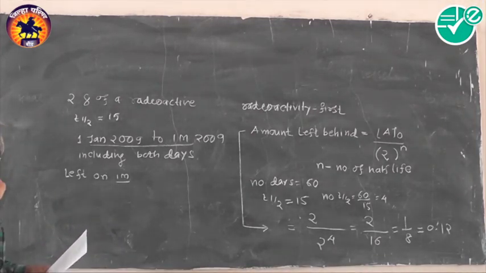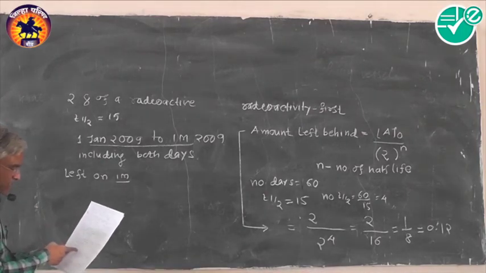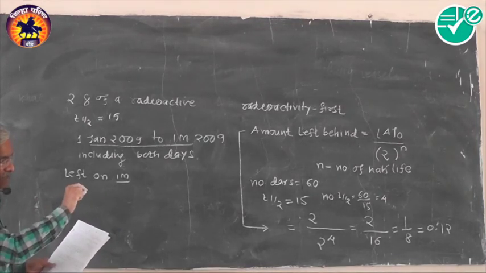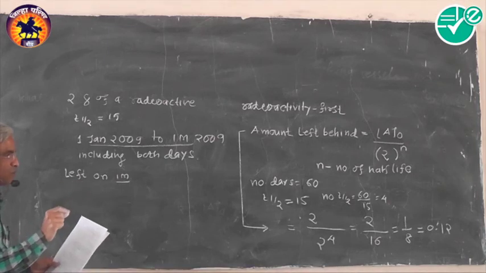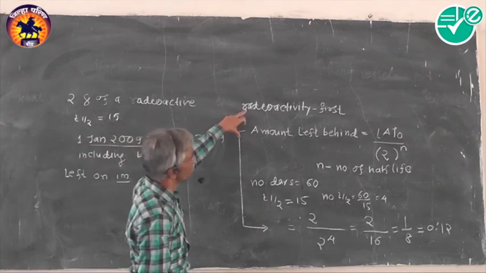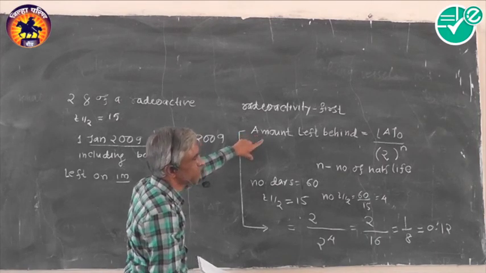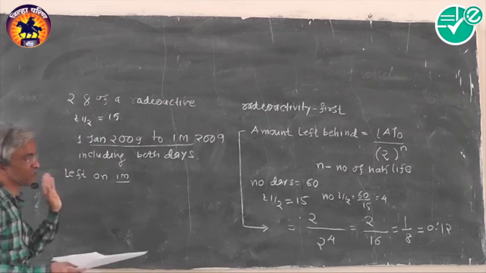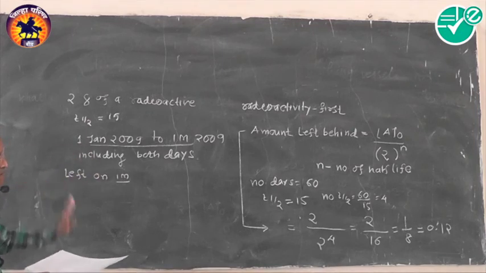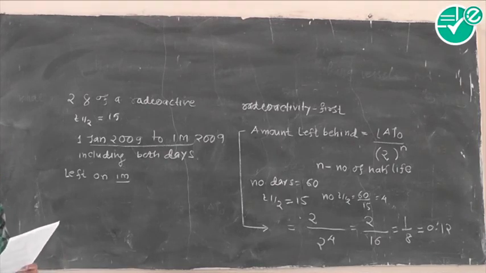Of course, sometimes to confuse you, they might give, instead of 0 as one alternative, all values like 0.12, 0.15, 0.18. Here the trick to be used is that for a first order reaction, the amount left behind is equal to A0 divided by 2 raised to n, where n here is not the number of moles, but the number of half-lives. We have 60 days, the total half-life periods are 4, therefore the amount remaining is like this.